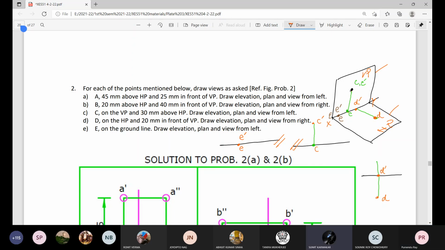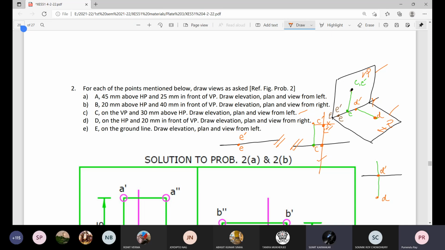What is the view from left, sir? View from left, view from right for the point located at ground line. Now for part C on the VP, 30 millimeter above HP, etc. Draw elevation, plan and view from left. Okay, C for left. That is conventional. This axis will be on the right. This is at this level. Here, what about the distance from vertical plane for C? It is 0. So definitely a 0 distance from this line will give us a location on this line. So from this line at this height, this will be C double dash.